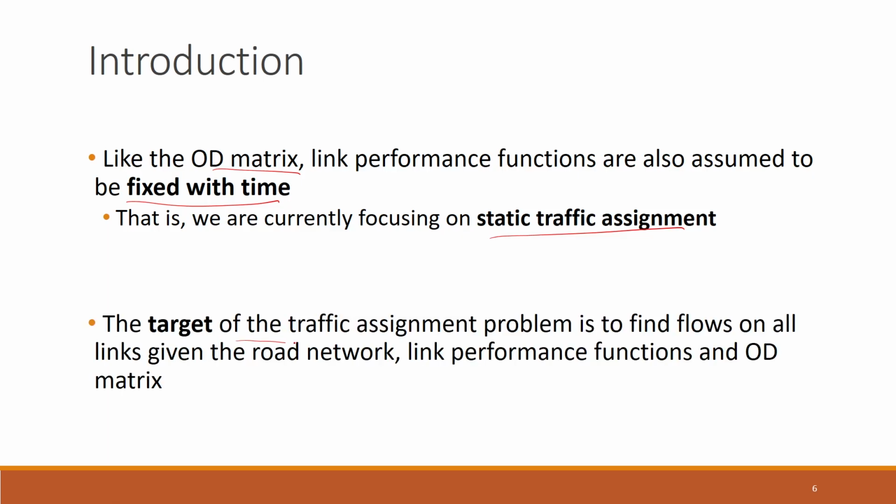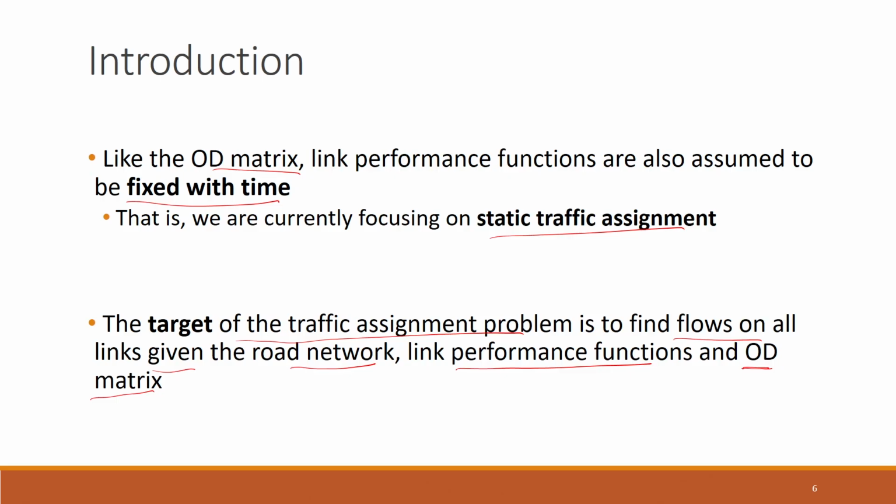The target of the traffic assignment problem is to find flows on all the links given the road network, the link performance functions and the origin destination matrix. So we want to determine how much flow will take place through different links, given that we know what road network we have, how the travel time changes on different links as the link performance functions are given, and how many people want to travel from a place A to place B. This is given in the OD matrix that is provided to us.